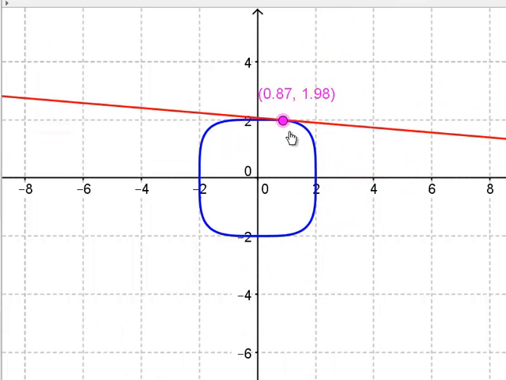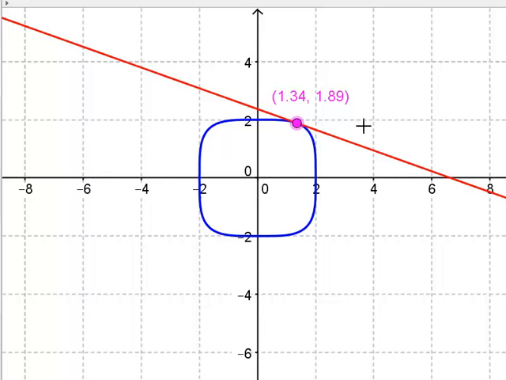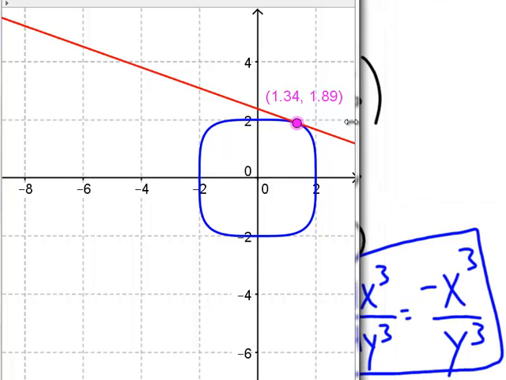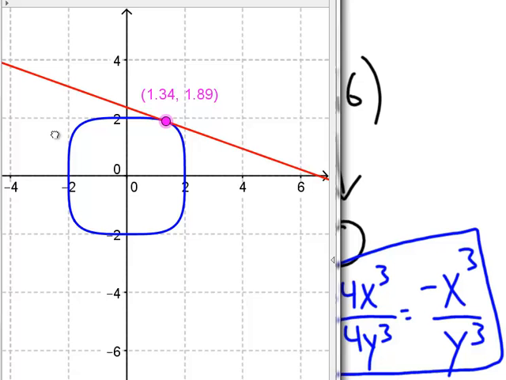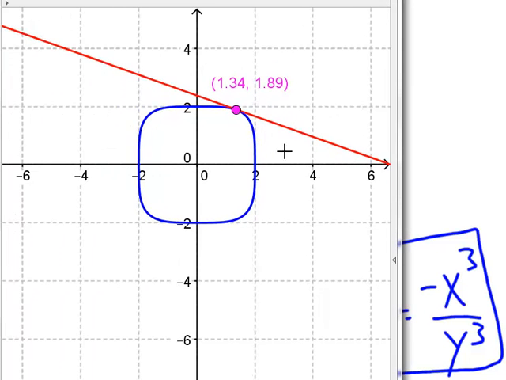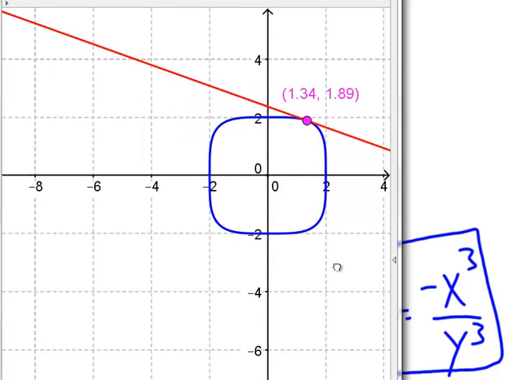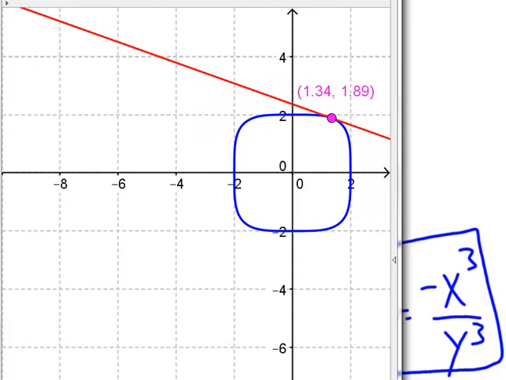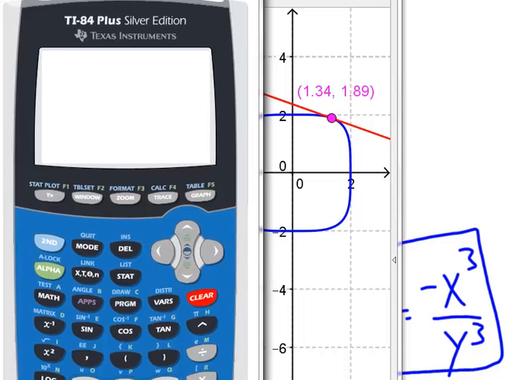I'm just going to stop at some random point here. x equals 1.34, y equals 1.89. Let me move this over so that I can see the derivative there in the background off to the side. And let's figure out what the slope is going to be at that point. Notice that now with implicit differentiation, unlike what we've become accustomed to, you need to know both the x and the y value.